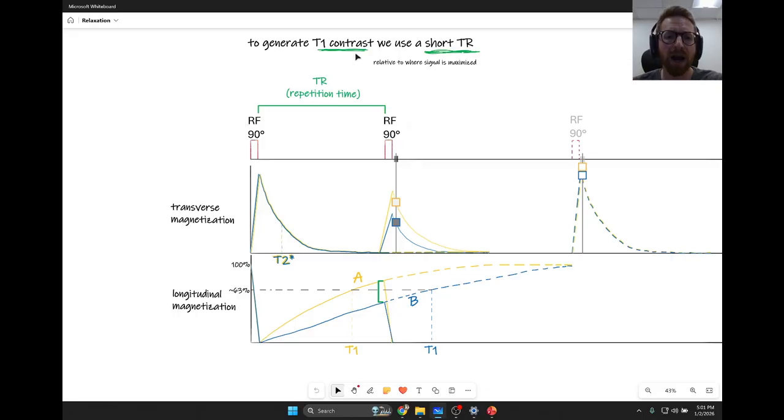So to generate T1 contrast, we need to use a short TR, a short repetition time, relative to where signal is maximized. If we wanted to maximize signal from the next repetition, we would want to wait until all of our longitudinal magnetization was recovered. But that's not going to work here because they have the same T2 star and we wouldn't be able to tell them apart. So we have to use a relatively short repetition time to take advantage of this T1 property differences. We want to separate the T1 curves, and we need a short TR relative to where signal is maximized to do that.